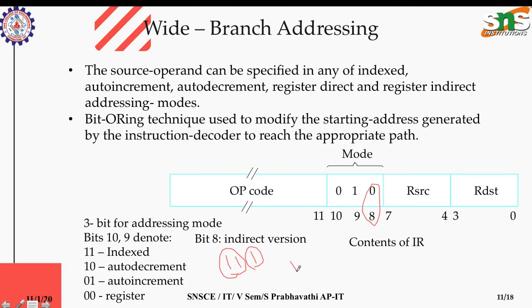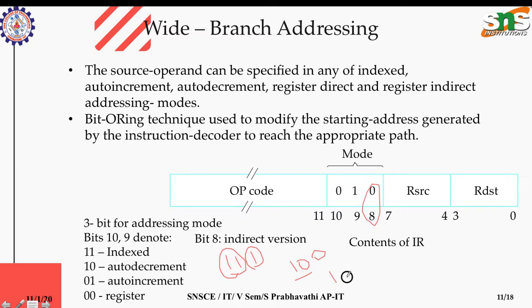Similarly, if we have the combination of bits 10, 9 and 8 like this, what does it mean? I think you could answer it now. This is auto decrement, direct version: directly decrement the register content. That's the meaning.